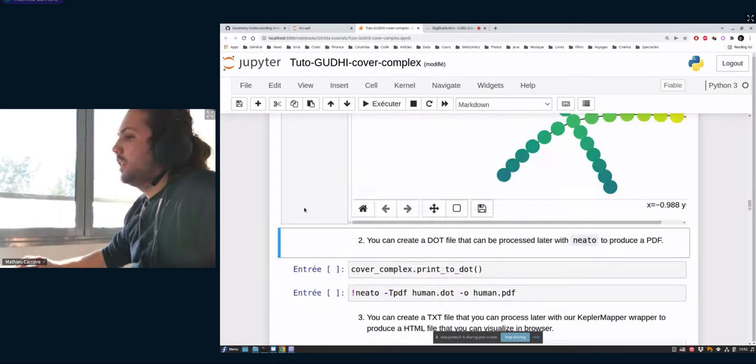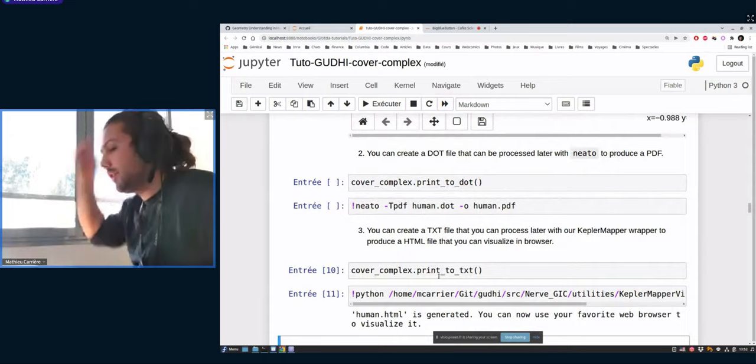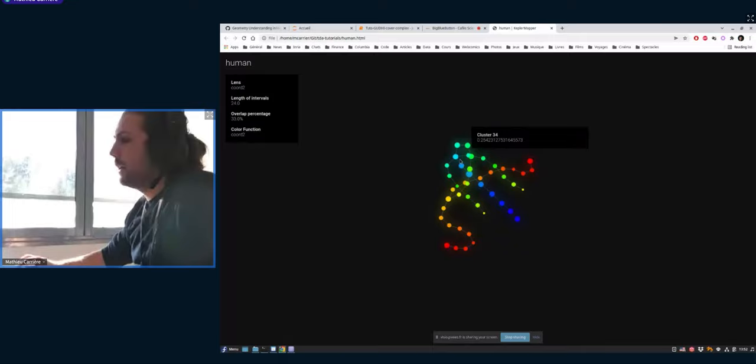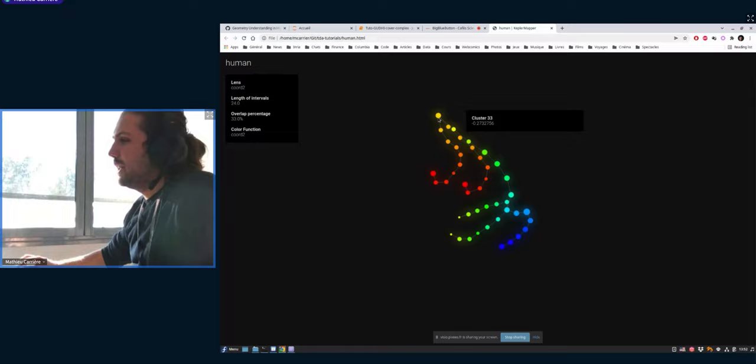We also provide some more interactive visualization techniques. For instance, we can also produce HTML files that we can then visualize in the browser. And again, as you can see, it's actually the same graph, but now we can play a little bit with it, right? But still, it's our nice human shape from before.